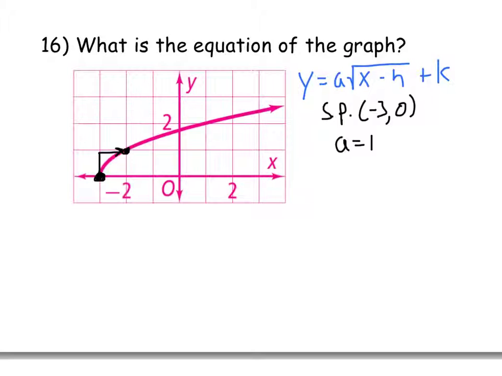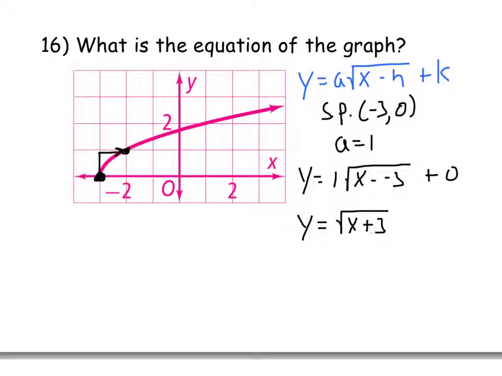Okay? Well, plug into our general form there. Y equals 1 times the square root of x minus -3 plus 0. And simplify it down. So y equals the square root of x plus 3. We don't need to write plus 0 at the end. And there we go.